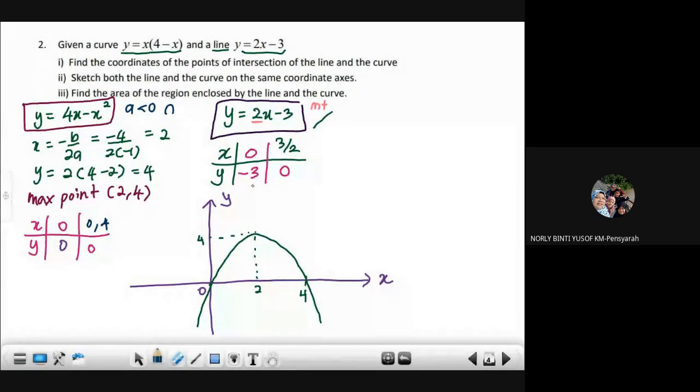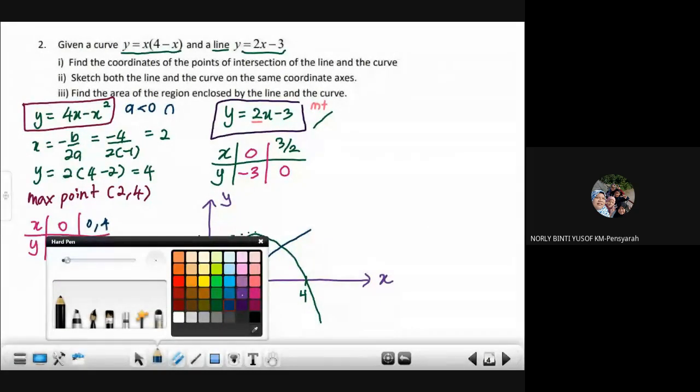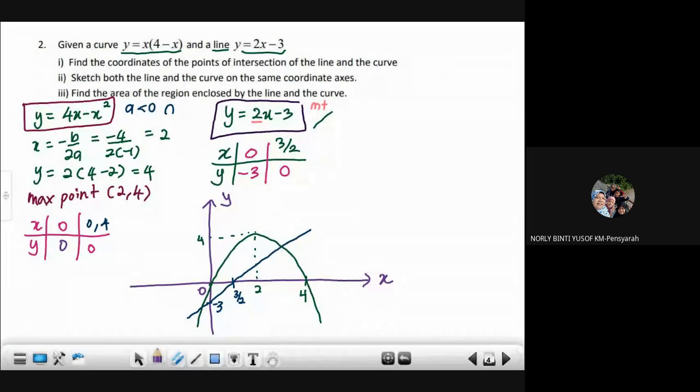Kita pun sketch graph straight line. Straight line kosong, negatif 3, so negatif 3 kat sini lah. And then 3/2, before 2 lah. So katalah this is your straight line. It will be negatif 3 and 3/2. Okay, so dah habis, dah lukis graph straight line dengan curve.